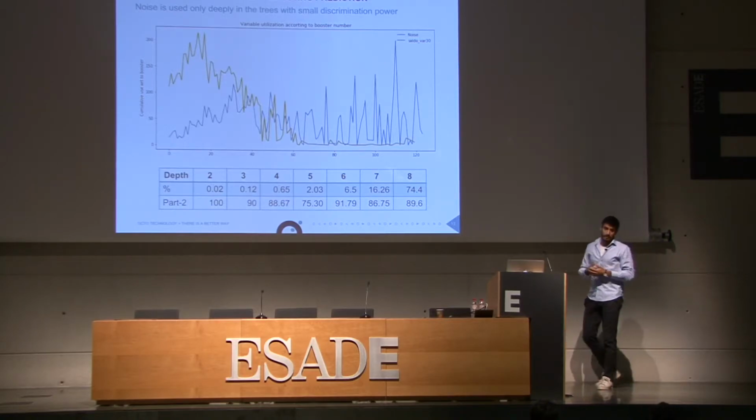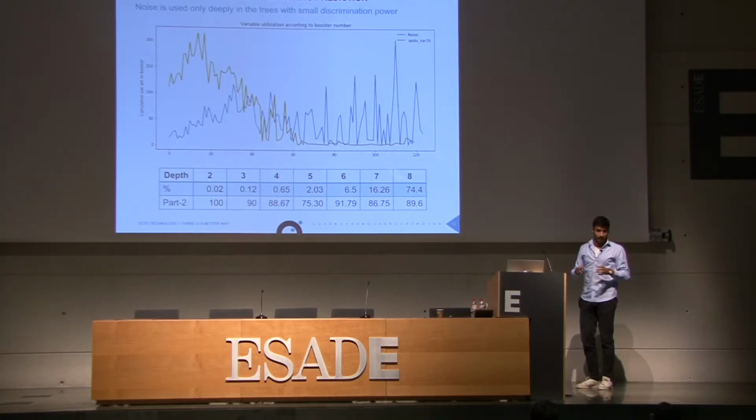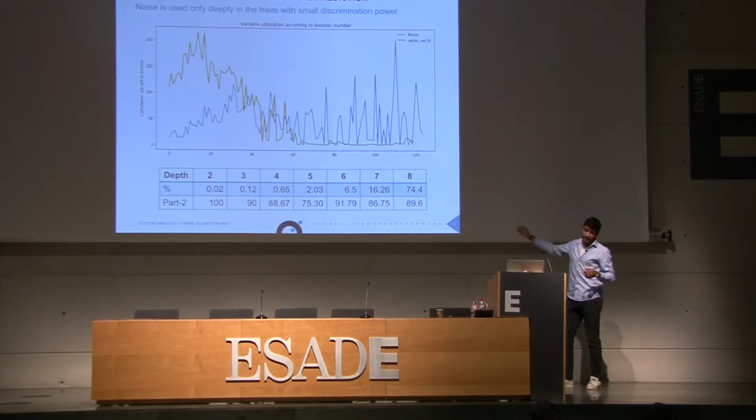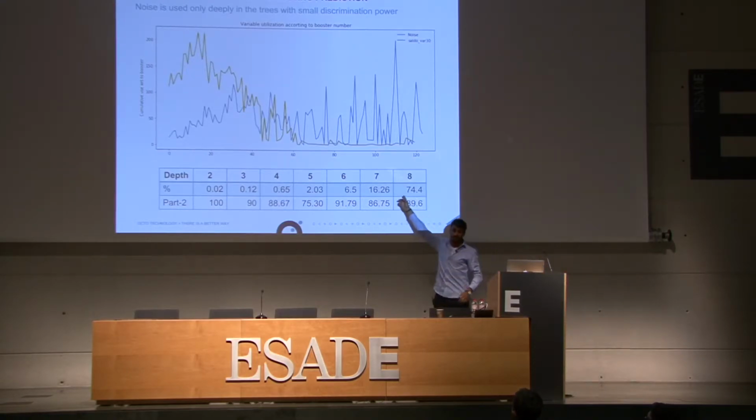Because it's a parameter of my algorithm. I set the maximum depth to be 8 because it's a sound technique to make sure that you don't overfit, but you can have trees with a much lower depth, all right? So the second line is just among all the trees of the different depth, what's the percentage of them using the variable noise? And you can see that most of it is used in large trees and not small trees, okay?